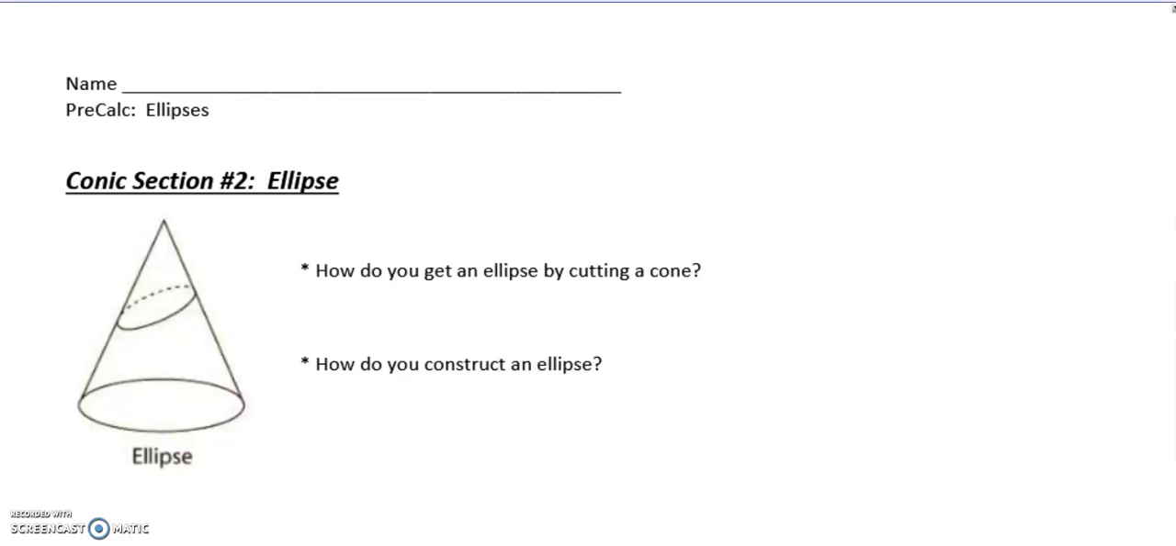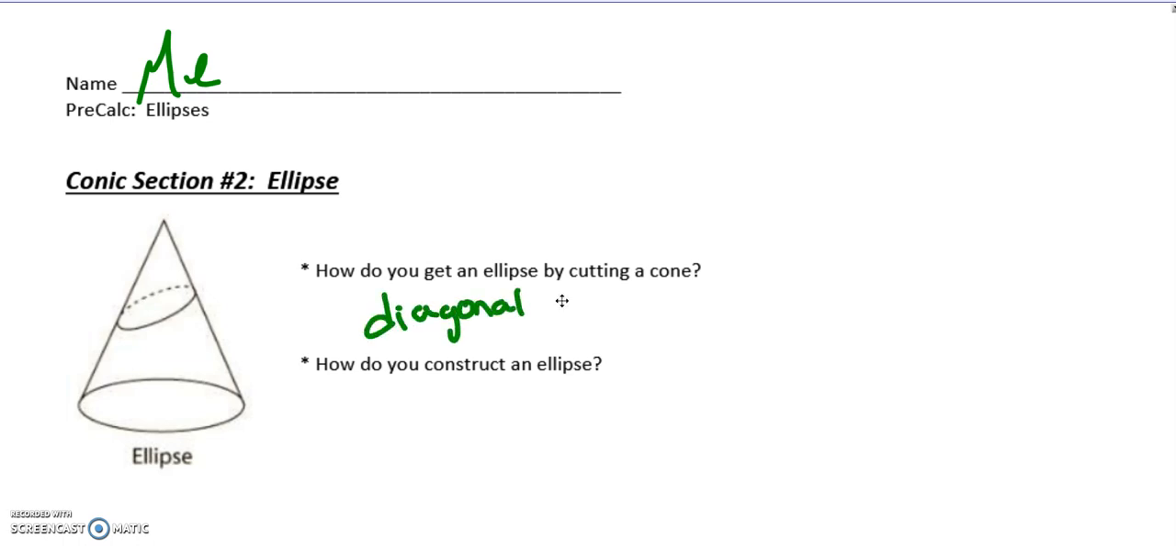In our first video about ellipses, we're going to go through that first page of notes, and we're just going to simply describe how I break down the equation for an ellipse. So when I start looking at this, the first question is, how do I cut a cone to get an ellipse? Well, we're going to cut it.